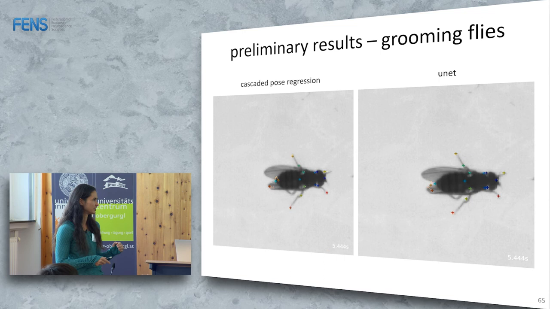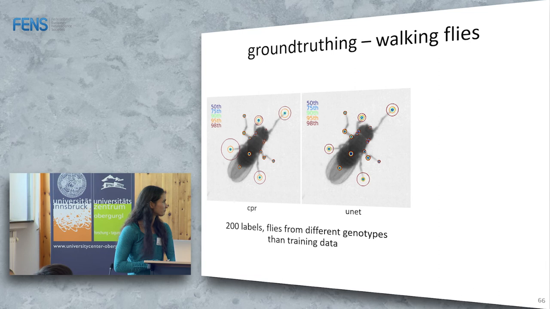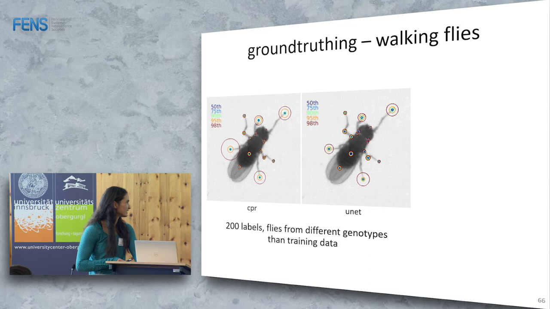And if you look at the back legs as well, it's pretty hard to say where things are. And it's in these cases that we see the deep learning approaches anecdotally looking better than the original cascaded pose regression approaches that people were using. So we're still working on this ground truthing. Labeling a lot of ground truth data takes a while, and we're still quantifying the performance of these different algorithms.